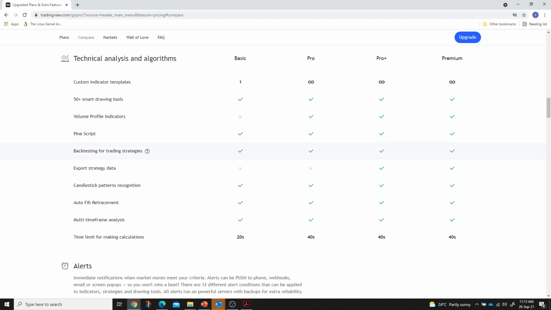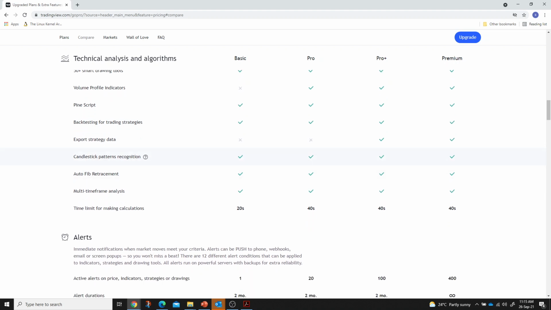Then you can backtest. Backtesting is completely free in basic also. There is no limitation, only a data limitation on how many years back you can go, but otherwise backtesting is available for all. You can use inbuilt candlestick pattern recognition scripts without any issue.